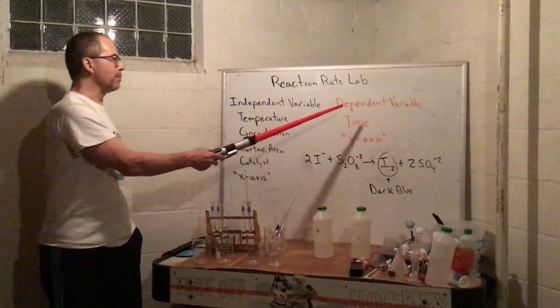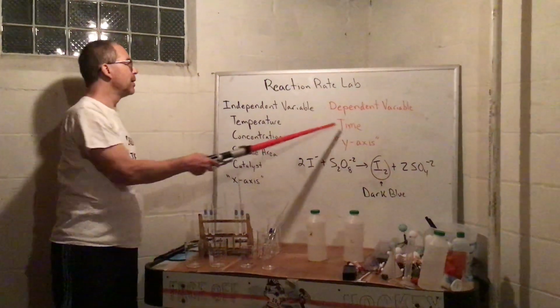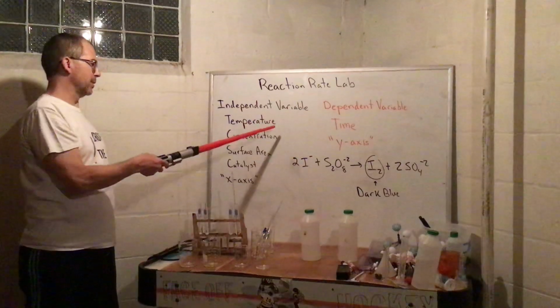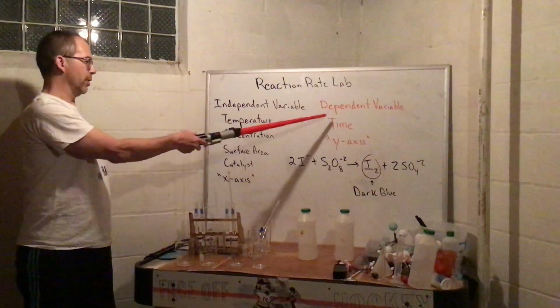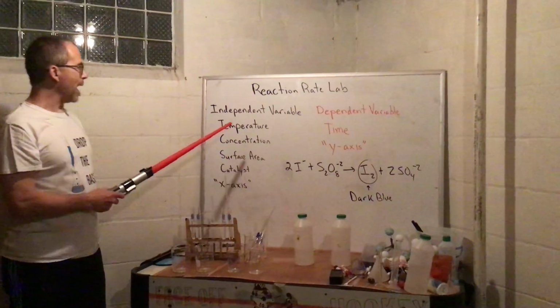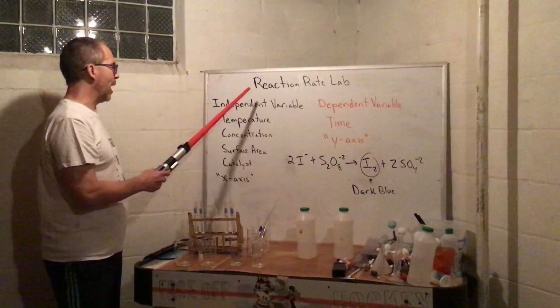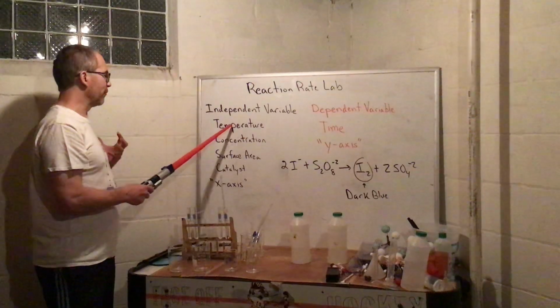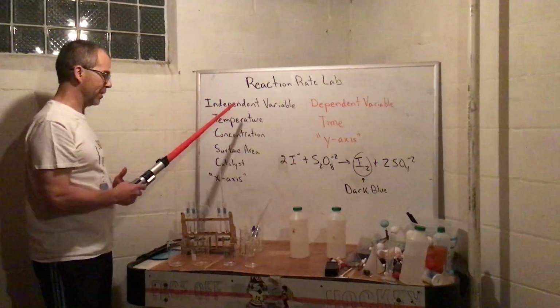So for everybody, the dependent variable is going to be the time. It depends on the temperature, or the concentration, or the surface area, or whether you added a catalyst. So what I did was I chose a reaction that I'm going to do, and I'm going to first try to mess with temperature on this.